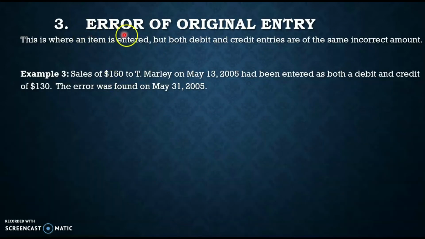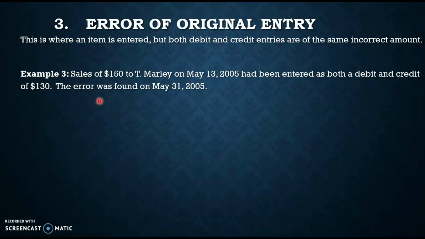Number 3, error of original entry. Now, this is where an item is entered, but both debit and credit entries are of the same incorrect amount. So on the debit side, we wrote the wrong figure, and on the account that should have been credited, we wrote the wrong figure, the same amount. For example, our sales of $150 to T.